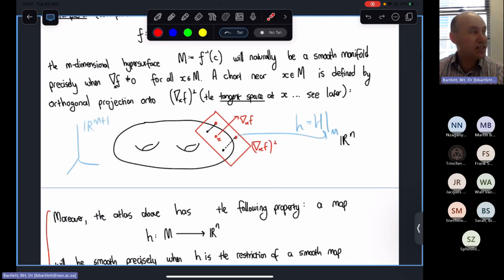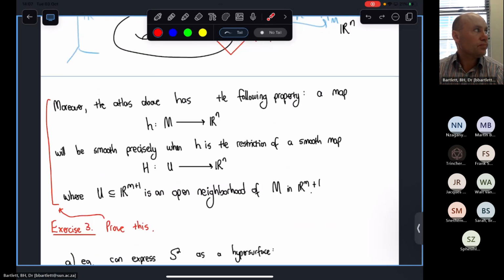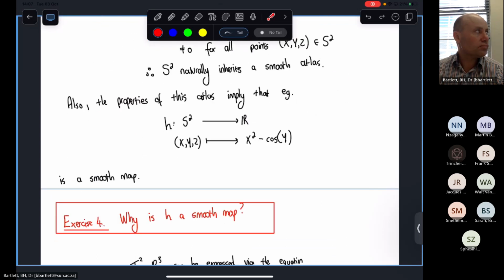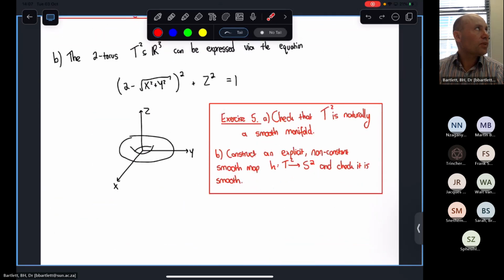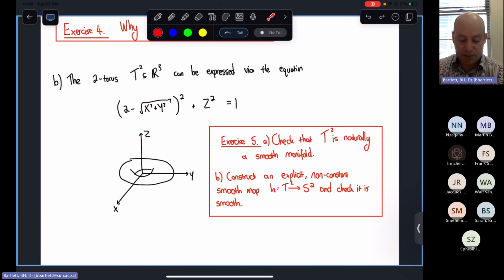Just stop me at any point here if you want to ask a question. I'm just doing a quick review. Okay, for example, then, the torus in R3 would be an example of a hypersurface.